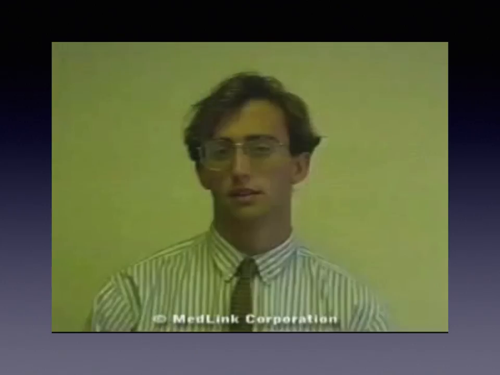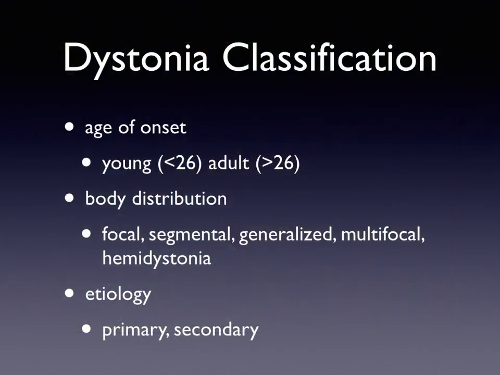And so that is a focal type of dystonia. Probably the most common type of dystonia is torticollis, and very treatable with Botox. We also classify dystonia as young dystonia, which is usually less than age 26, and adult dystonia, which is older than age 26. I'm not sure why 26 is the age there. And there are different types. Torticollis is the most common type of focal dystonia. You could also have writer's cramp as a form of focal dystonia, for example. And then you get into more generalized forms of dystonia as well.